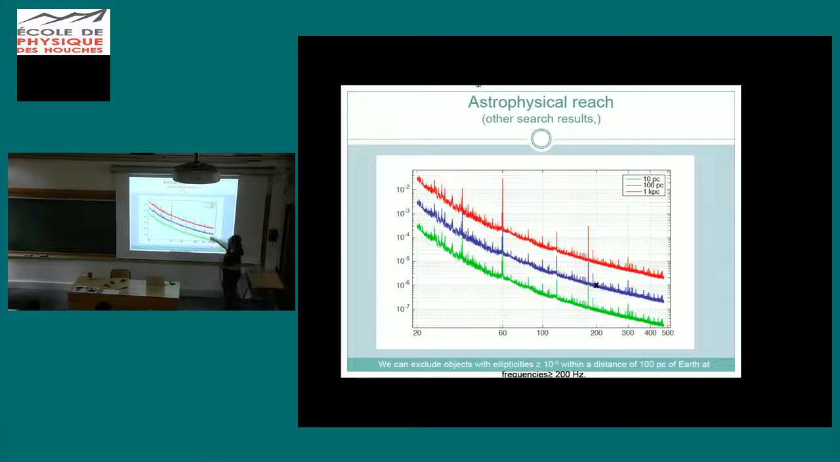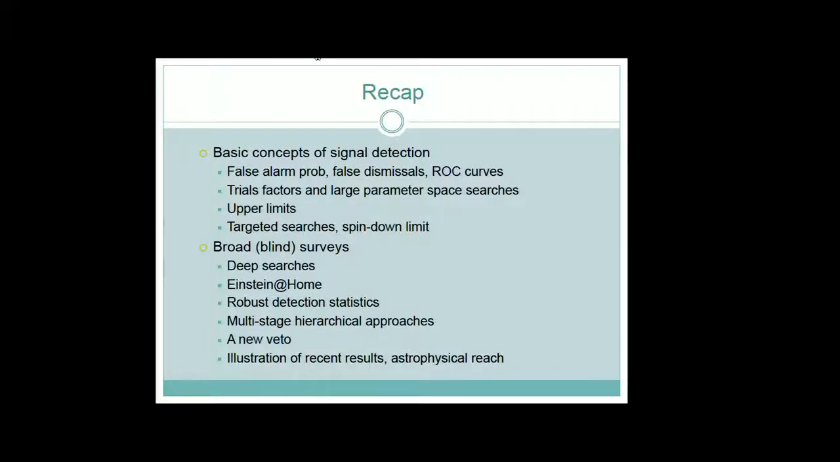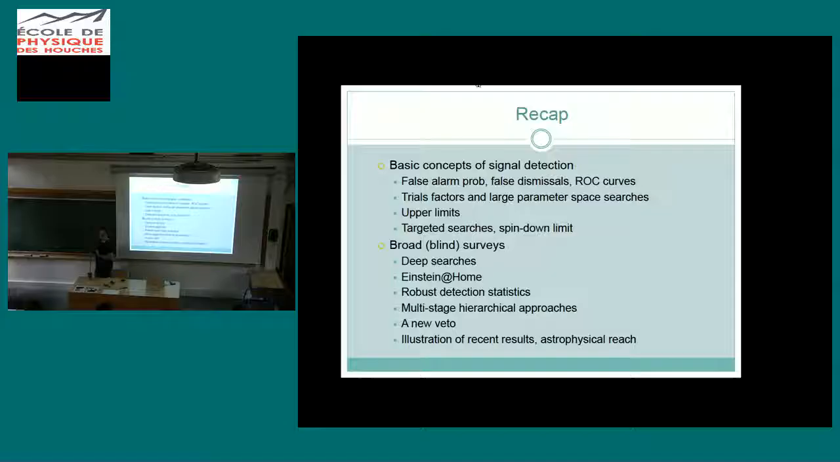So you see that even in these broad all-sky surveys now, not just the point objects, but any objects out to a certain volume, you can actually exclude the presence of objects with certain ellipticities. So I've gone a bit fast here, but I hope it was relatively clear. And I want to just quickly recap.